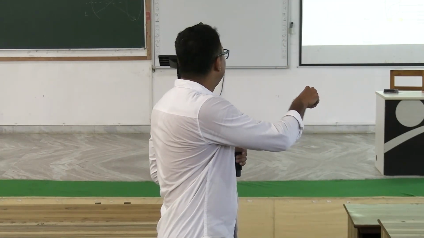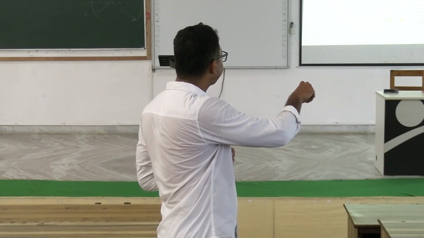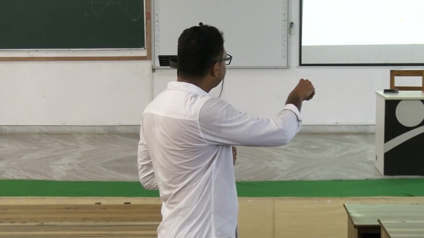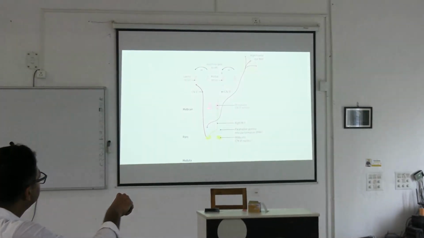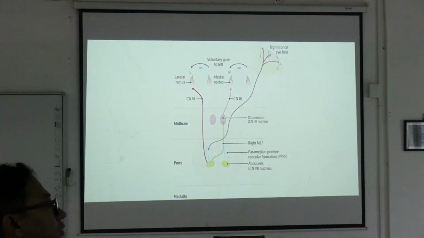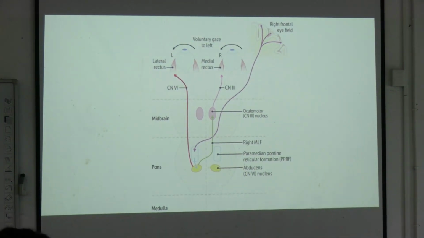So the left sixth cranial nerve nucleus will be connected to the right oculomotor nucleus through the left MLF, or left medial longitudinal fasciculus.